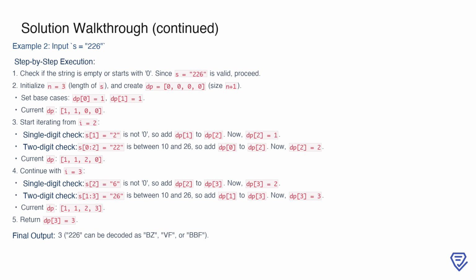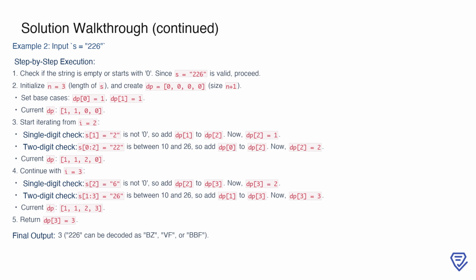For the single-digit check, the character s1 is 2, which is not 0, so we add dp1 to dp2, making dp2 equal to 1. For the two-digit check, the substring s0:2 equals 22, which is between 10 and 26, so we add dp0 to dp2, updating dp2 to 2. At this point, the dp array is 1, 1, 2, 0.